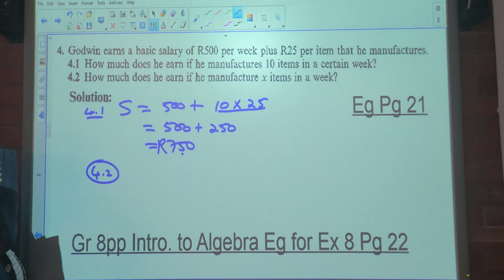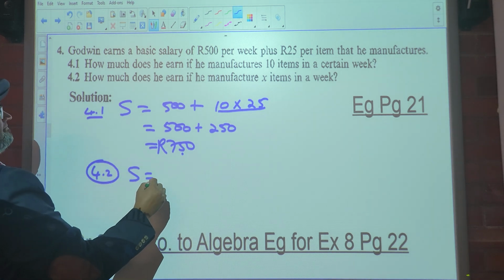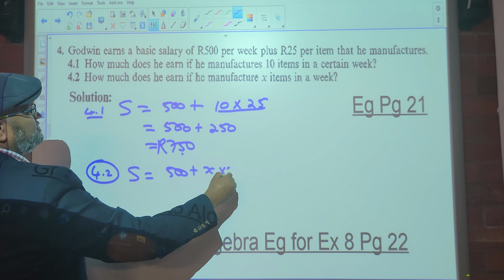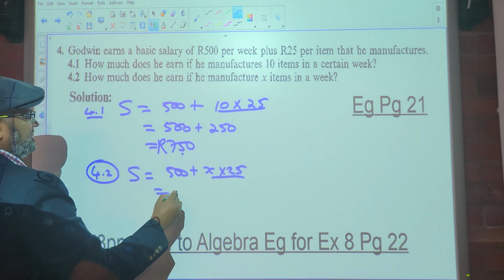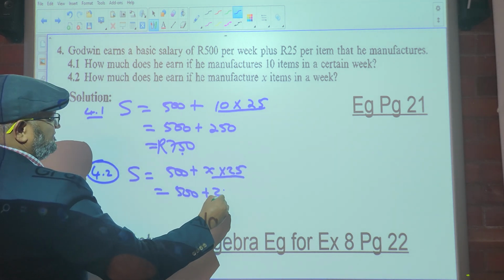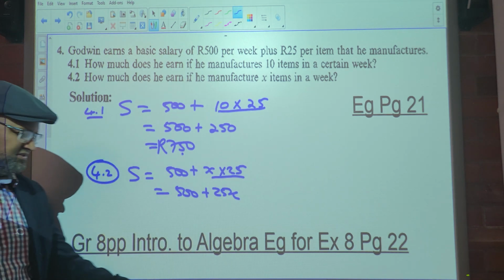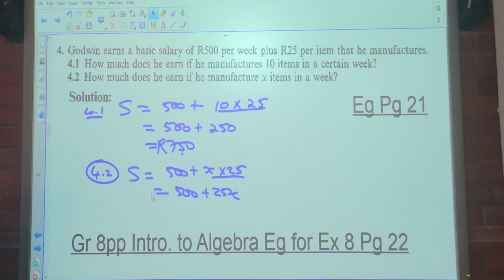You look at 4.2. How much does he earn if he manufactures X items per week? So his income is going to be 500 plus X times 25, which gives us 500 plus 25X. Like or unlike terms? So that's your answer. Okay.